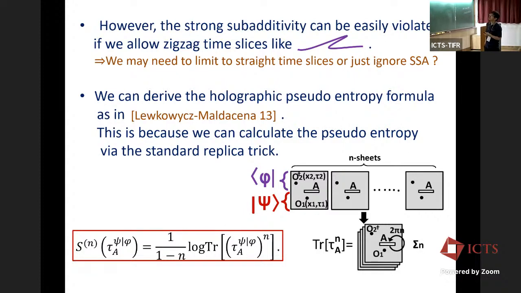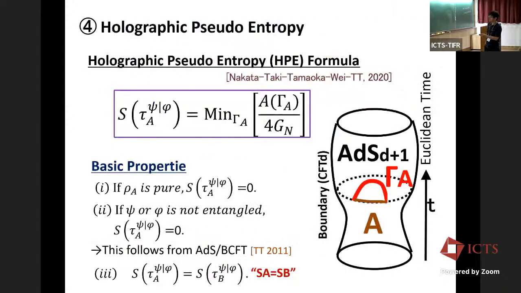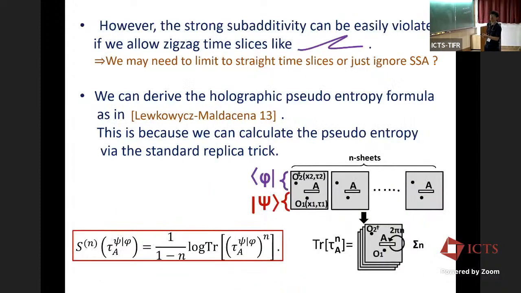But the derivation of this holographic pseudo entropy is basically the same as what Lewkowycz and Maldacena did. As was just mentioned by Subrat, we can put some operators, and if these two operators are different, then of course they define different quantum states.